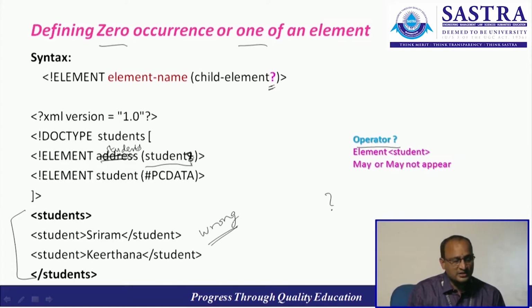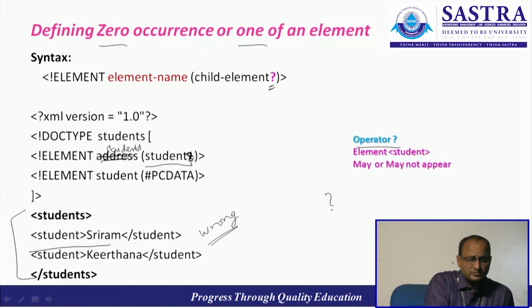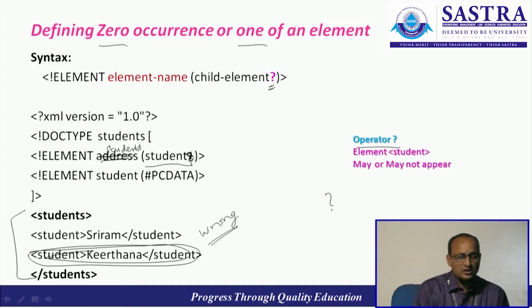Why? Because as per this question mark, the XML element can appear only one time. It should be only once, and we should not repeat this same element more than once, because the question mark means it is binary: 0 times or 1 time. If it appears, it appears exactly once, and it may also be skipped. So this XML document is right.